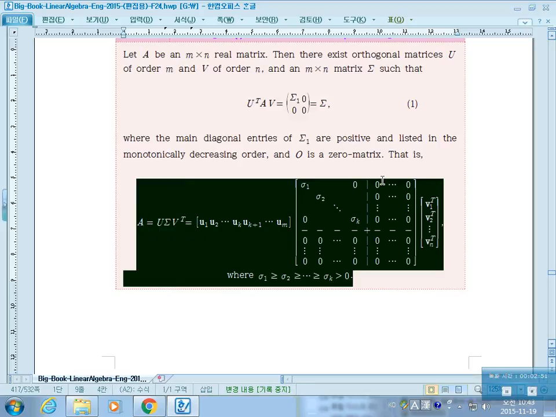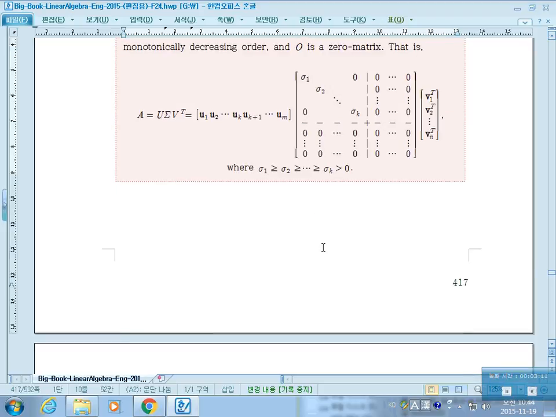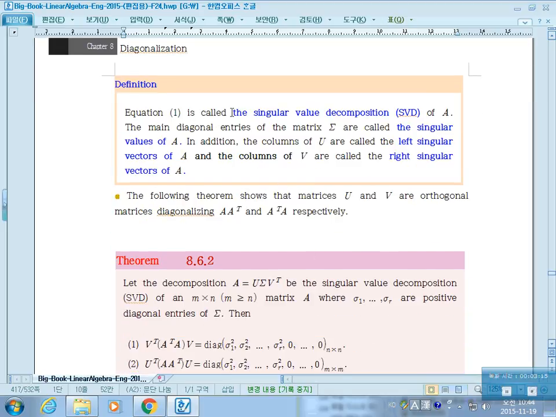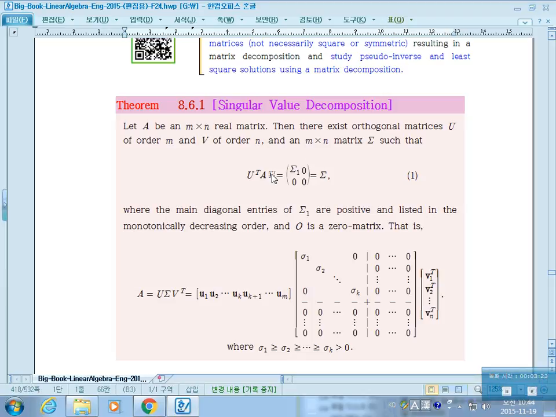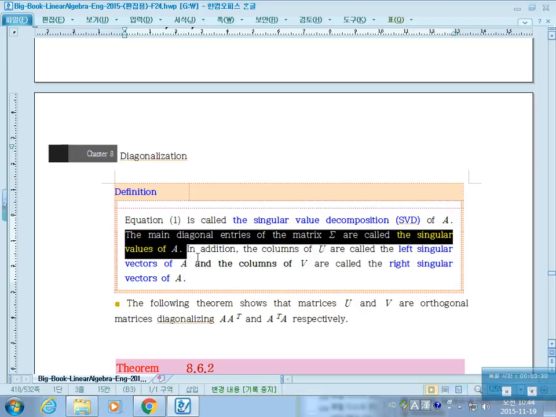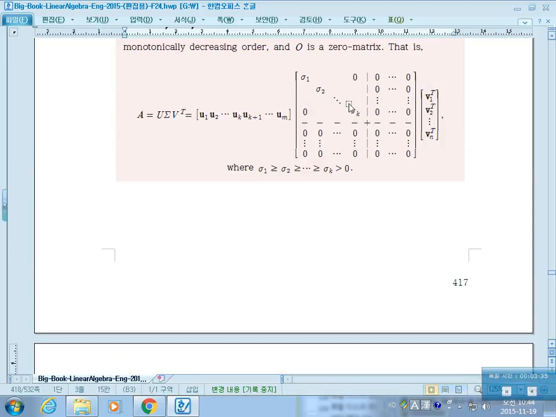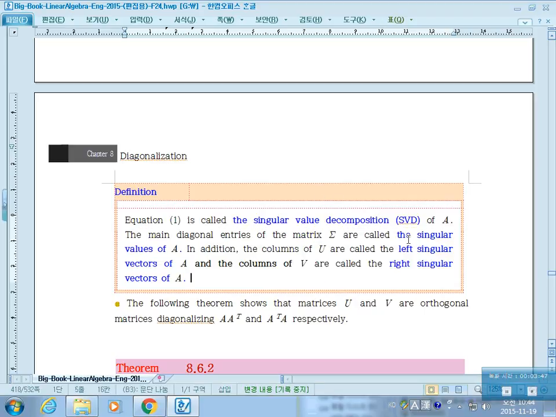It always does exist. We can always write this matrix A with two orthogonal matrices U and V, and a sigma matrix like this, where this submatrix sigma 1 looks like this. This is the whole idea. Here, this equation is called the singular value decomposition, SVD, of A. And the main diagonal entries of sigma, the sigma i's and the zeros, sigma 1 to sigma k and the zeros, are called the singular values of A.